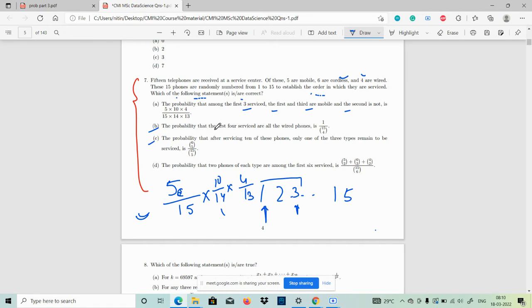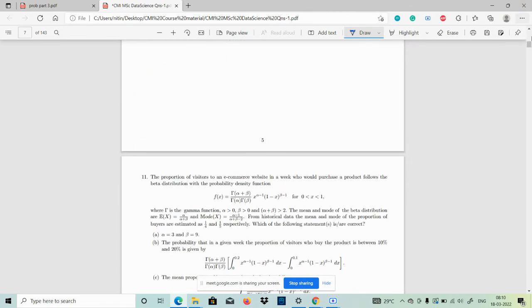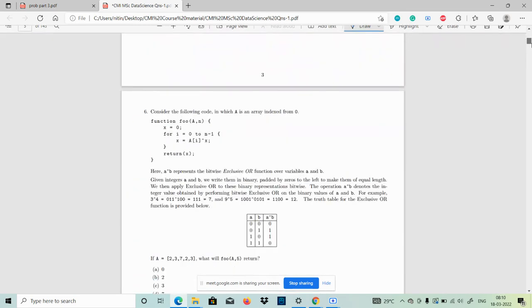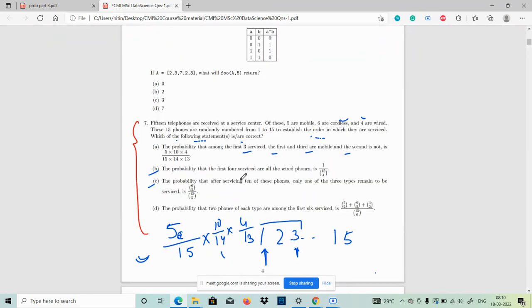Now the next option: the probability that the first four serviced are all wired phones. It's writing this particular thing, so you can check the probability of it by calculating the answer. The first four serviced are all wired phones. Out of four wired phones, obviously the first will be 4 upon 15, then 3 upon 14, then 2 upon 13, and then 1 upon 12. And you can check if the option is telling the same thing.